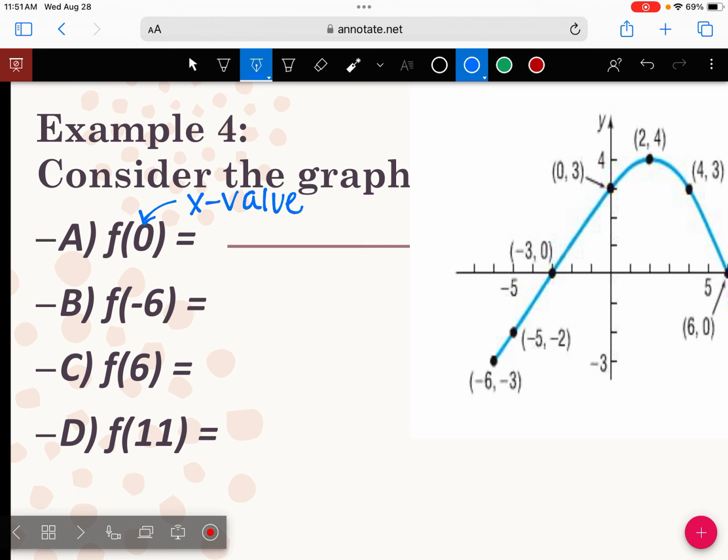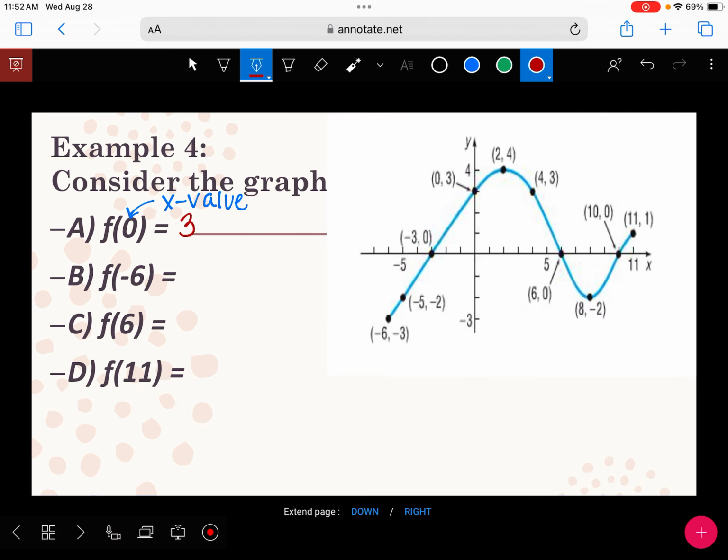So what do you think that y value would be when x is 0? 3. So that's your answer to part A. Part B is asking you, what is the y value when x is -6? So when you look at the graph, what is the y value when x is -6? -3. Who agrees with that?